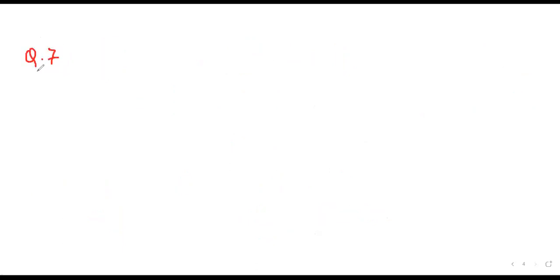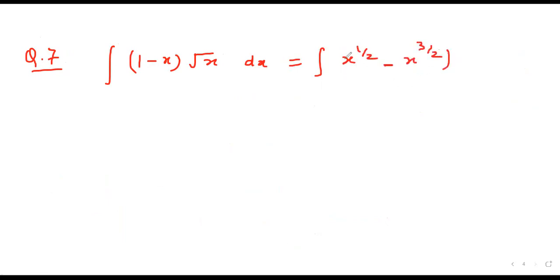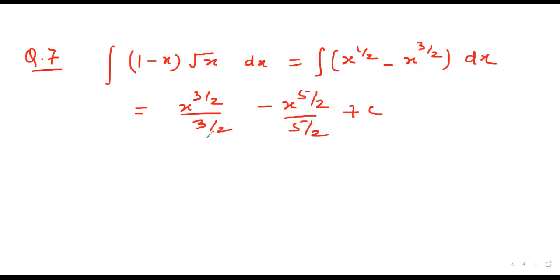Question number 7. Suppose we are given integration of 1 minus x times root x dx. So we rearrange it, it becomes x power half minus x power 3 by 2 dx. Now we integrate it, so it will become x power 3 by 2 divided by 3 by 2 minus x power 5 by 2 divided by 5 by 2 plus c. This can be rearranged like 2 upon 3 x power 3 by 2. Similarly, this can be written as 2 by 5 x power 5 by 2 plus c. Question number 8.